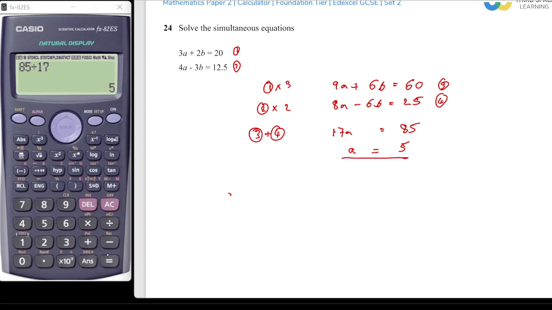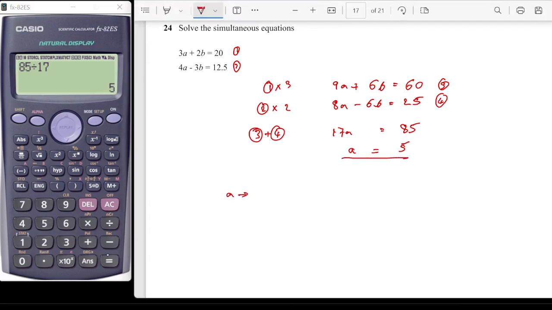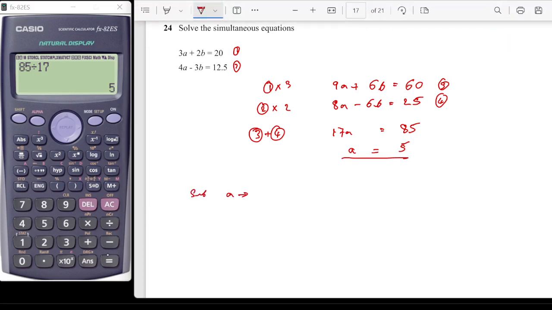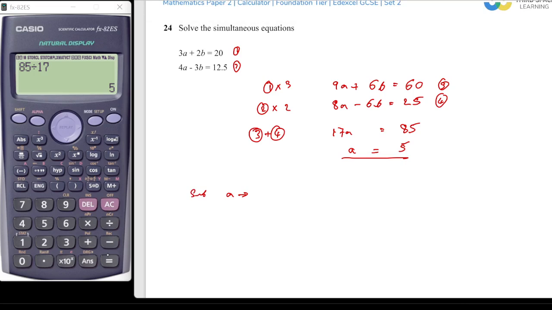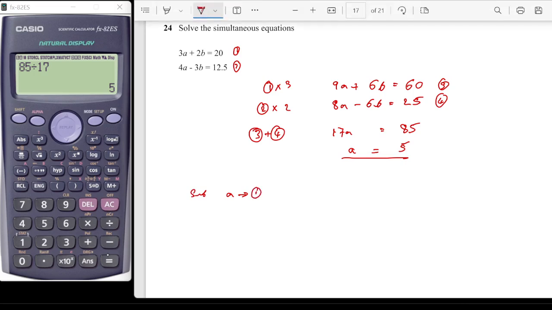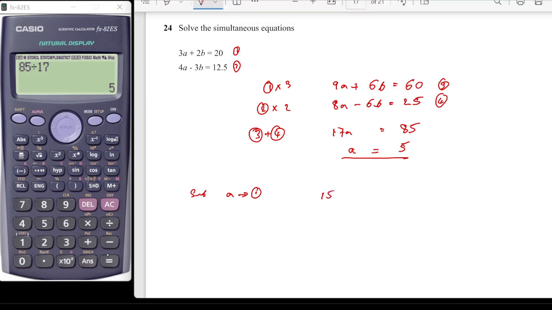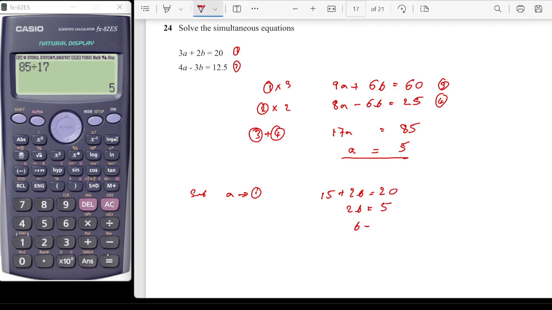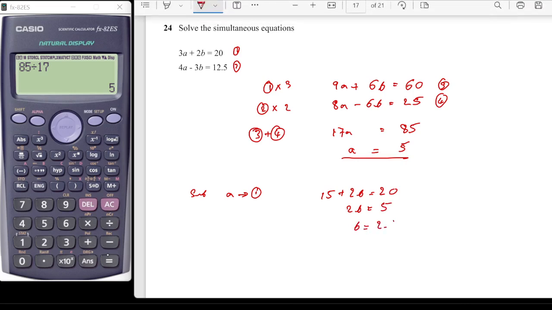Right, I'm then going to take my value of a and substitute it into one of my initial equations. I'm going to substitute it into equation 1. So 3 lots of a becomes 15 plus 2b is equal to 20, meaning that 2b is going to be equal to 5. So b would be equal to 2.5.